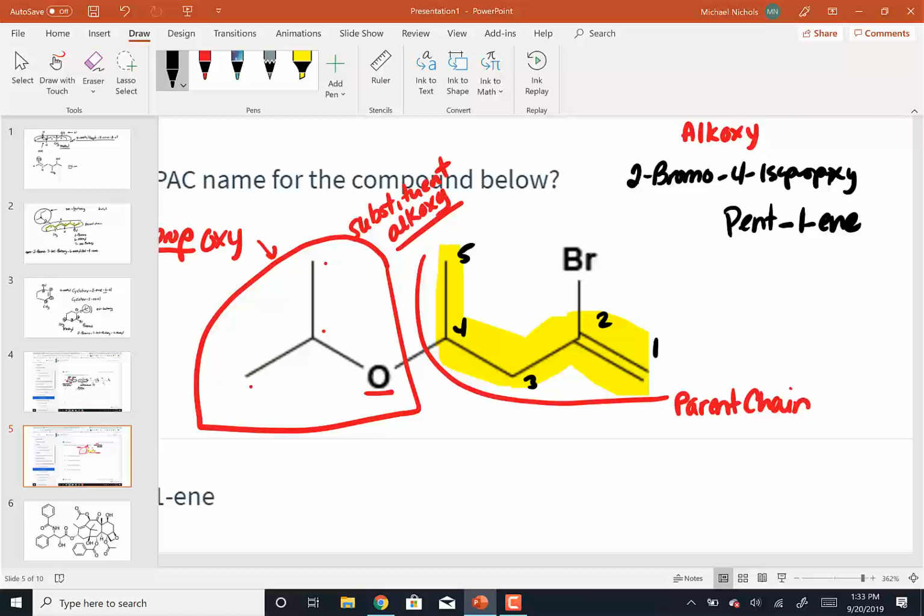So that would be its name. And hopefully that's the correct name. So that's how we handle ethers. It doesn't matter what's in the parent chain. If the parent chain was just an alkane group, I do the same thing. Which side of the oxygen has more carbons? That's the parent, the other one's the substituent. Then take the parent and follow all the same rules as before.